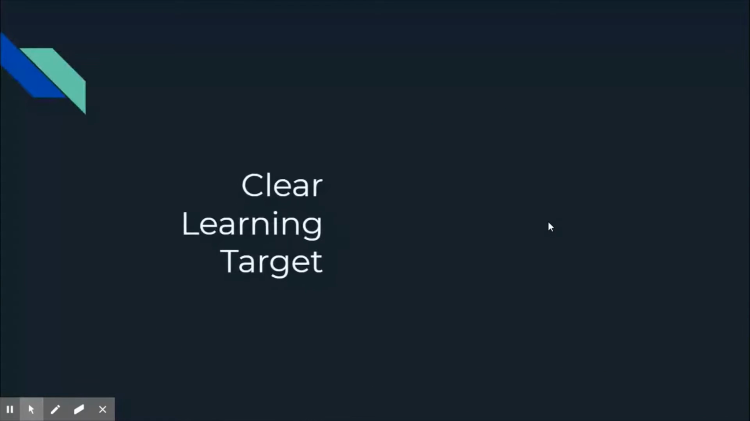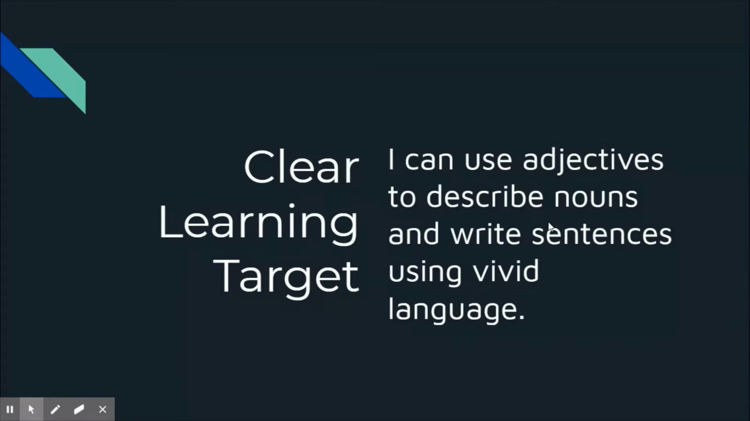Let's go ahead and look at our clear learning target. I can use adjectives to describe nouns and write sentences using vivid language. Okay, so that is our ultimate goal, to use adjectives to create more vivid sentences. How about we read this learning target together? Let's do it. I can use adjectives to describe nouns and write sentences using vivid language. Very nice.